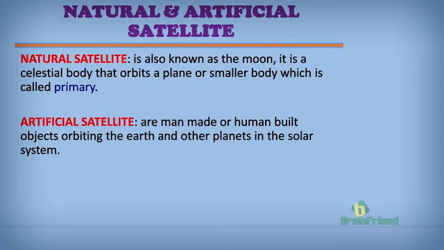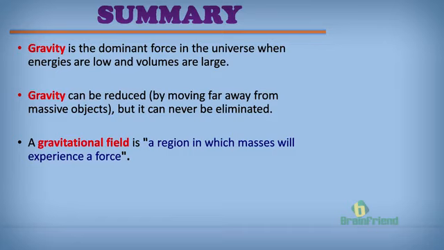Then artificial satellites, these are man-made or human-built objects orbiting the Earth and other planets in the solar system. Today, we hear of so many satellites out there. They help in communication, they help in getting information, and they help in other activities of man. Artificial satellites are not like the natural satellites. They can be mounted anywhere. Remember, they are human-built, they are man-made, they are not natural, but they are up there, orbiting also, just like the natural satellites, going around the planet as well.